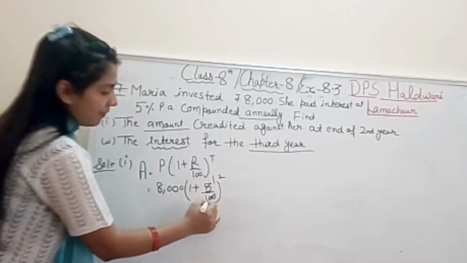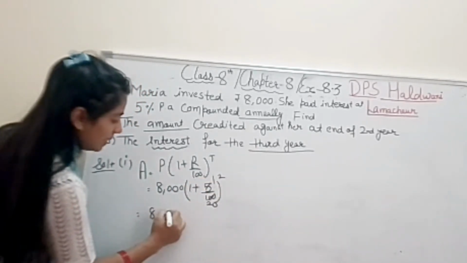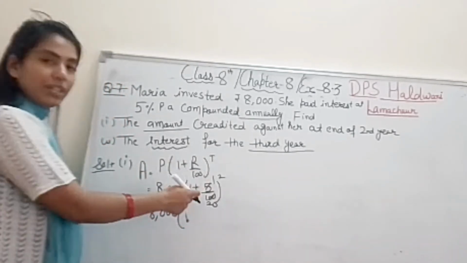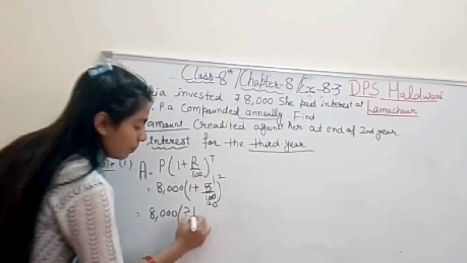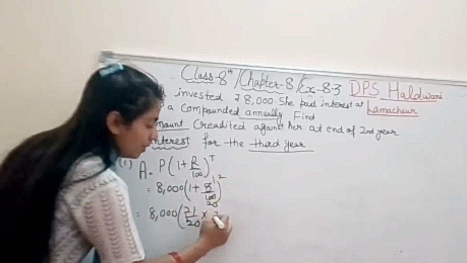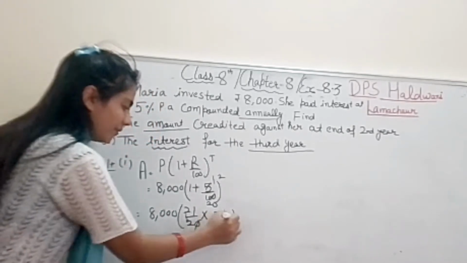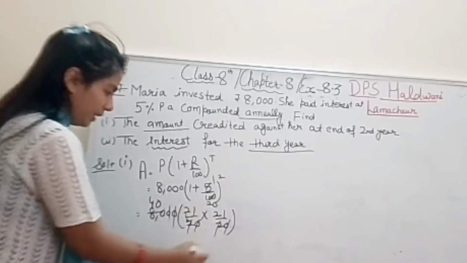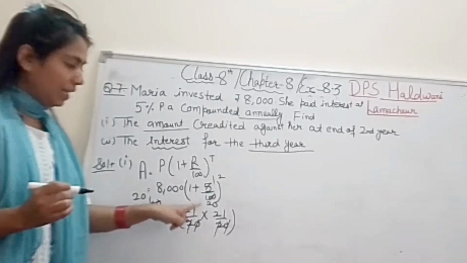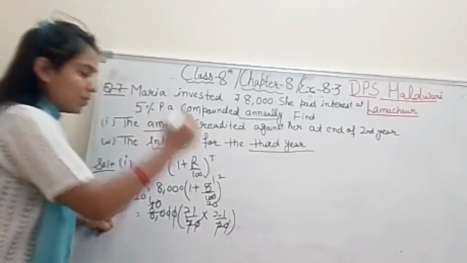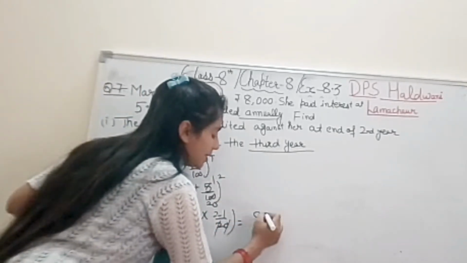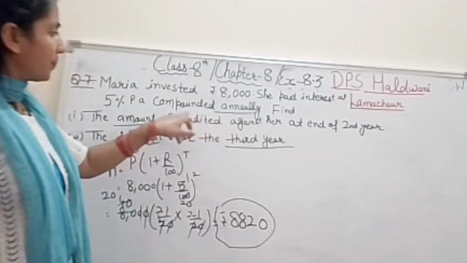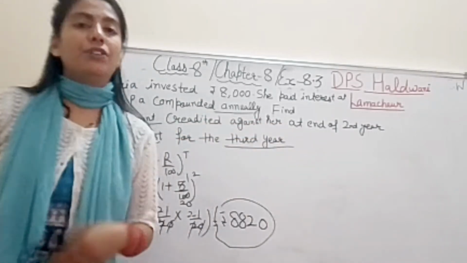R is 5%. Time is 2 years, right? So cancel: 5 ones are 5, 5 twos are 10, 0. So 8,000 into 1 plus 1 upon 20. Here directly we can do 20 plus 1, 21 upon 20 to the power 2. So 21 upon 20. So 2 cancels out with 1 0. 2 table, 2 fours are 8, 0. Again with 2 table, 2 twos are 4, 0. So 21 into 21 into 20. So the answer is 8820 rupees. It means this much rupees is credited against her at the end of second year.